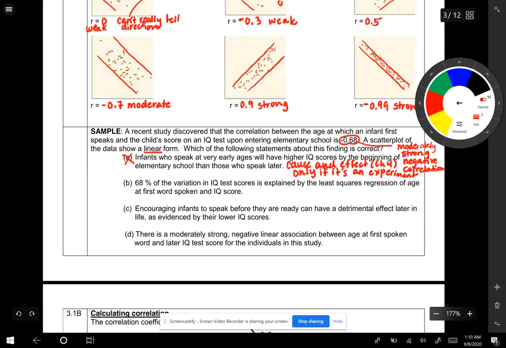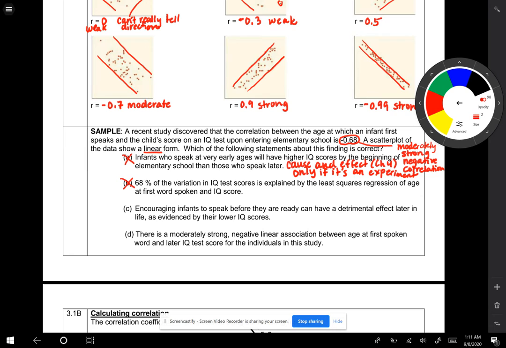It's not that one. Choice B, 68% of the variation in IQ test scores is explained by the least squares regression. Okay, so you haven't even talked about least squares regression. We will in this chapter. So cross that out. So that leaves us with C or D.